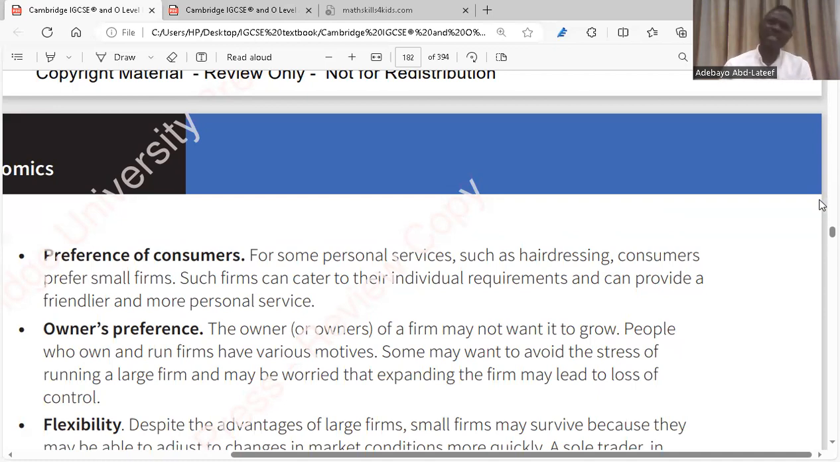And these are personalized services. You want this type of haircut, you want to interact with your barber, you want to interact with your hairdresser. These are personalized services. So you don't need to have a big company for that. Is it clear? Yes. We're talking about reasons for having a small firm.